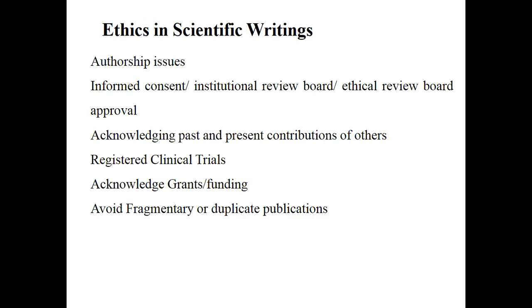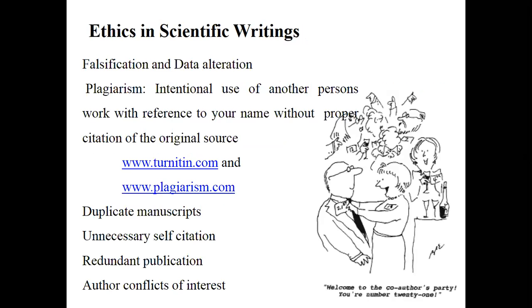Authorship issues are also a big issue in ethics, like sometimes someone didn't work but he or she has their name in the article, so avoid these types of activities. Informed consent: if you are going to take blood from any patient, tell them the truth. And if you take money from any funding agency, you have to acknowledge it in your article. If someone helps you, include his or her name. Don't deceive others. Avoid fragmentary or duplicated publications.